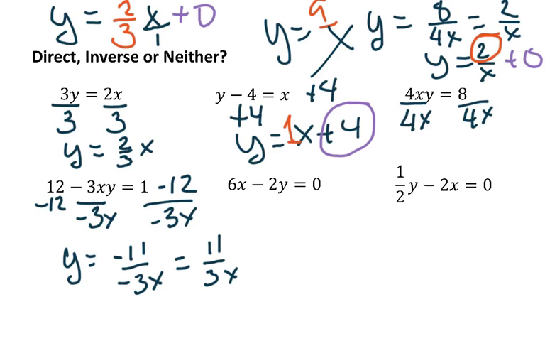So this is an inverse variation. My constant of variation is 11/3. I do have an intercept of 0, so it is an inverse variation.